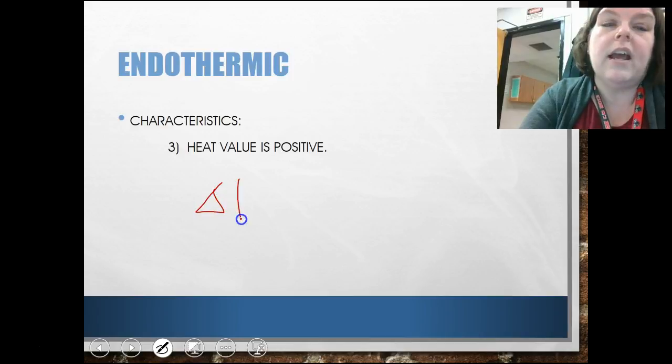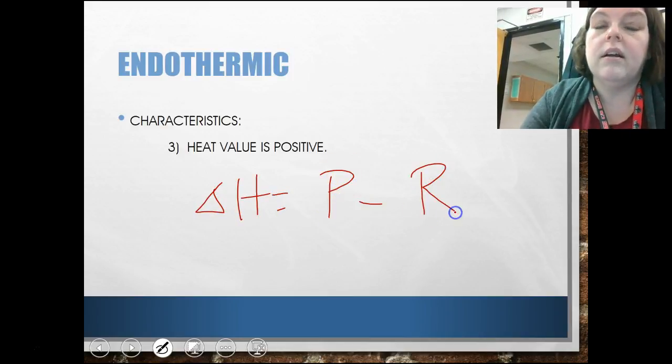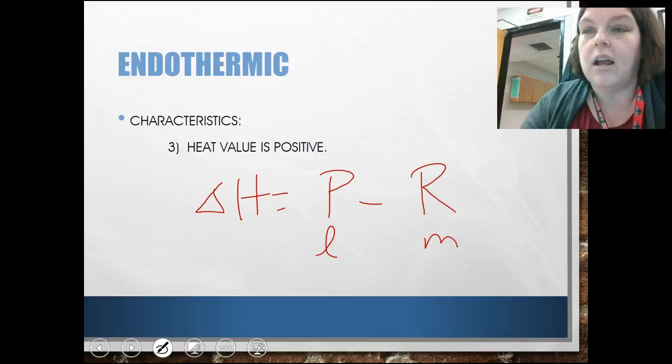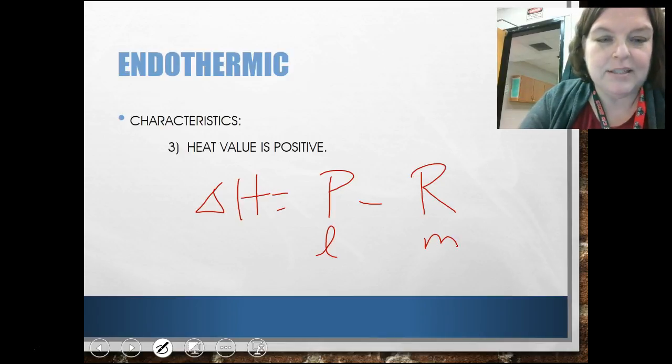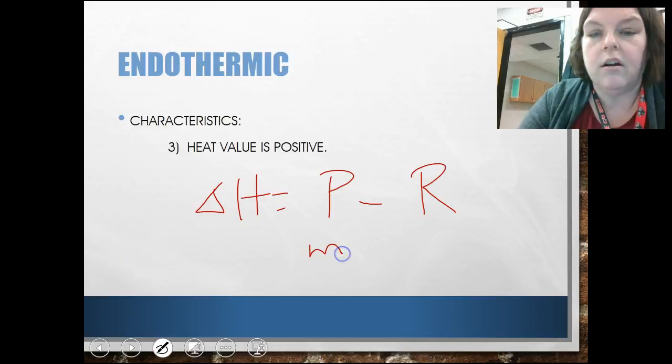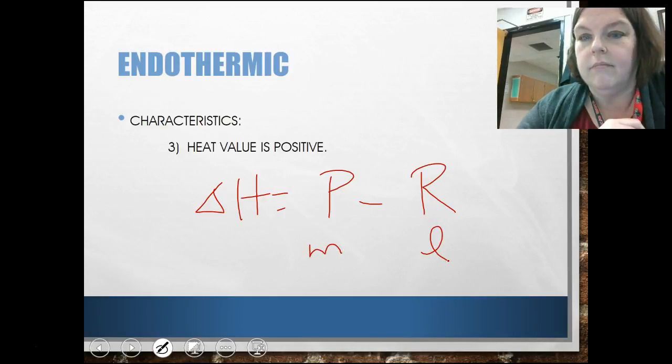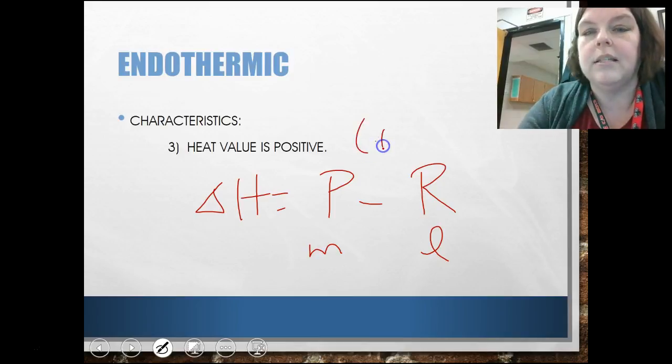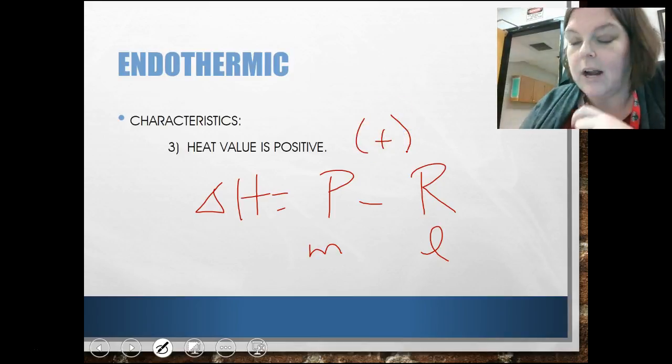Again, remember, delta H is equal to P minus R. If P is less and R is more, that's not right. I mess this up all the time. That's wrong because P is not less. P is more and R is less. So if I have a bigger number here and a smaller number here, then I'm going to get a positive value. That's what we talked about when we did the graph just a little while ago.